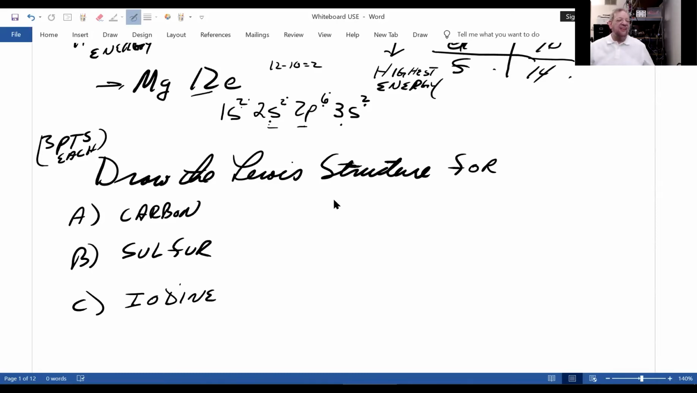All right, next, let's practice doing draw the Lewis structure for. And Lewis structures for elements use the valence electrons. You put one dot on one side before doubling up.